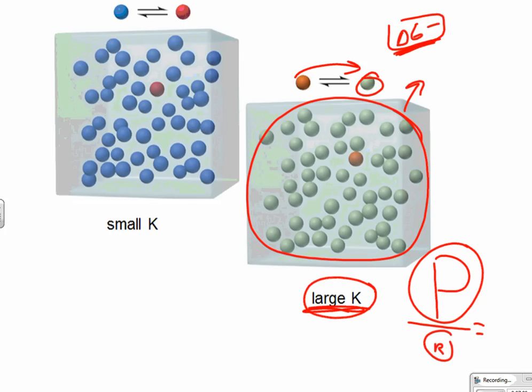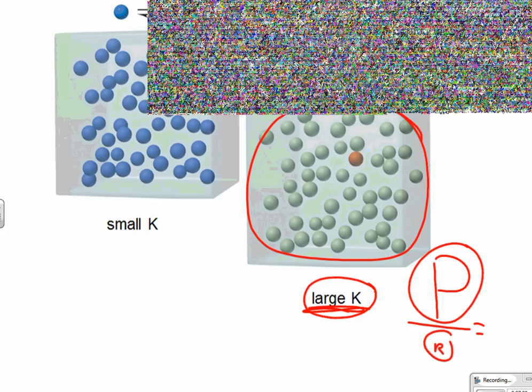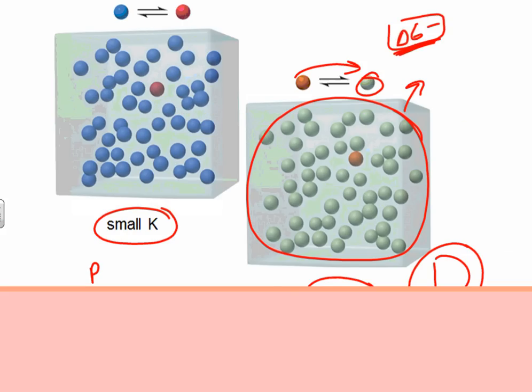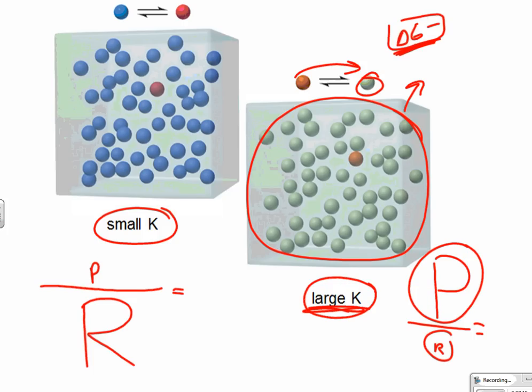If you have a small K, what does that mean? I have very little products. I want you to write this down. And a large amount of reactants would make my K less than 1. So my K would be less than 1. It would be a very small value. So it could be something like 4.0 times 10 to the negative 8 or something like that.